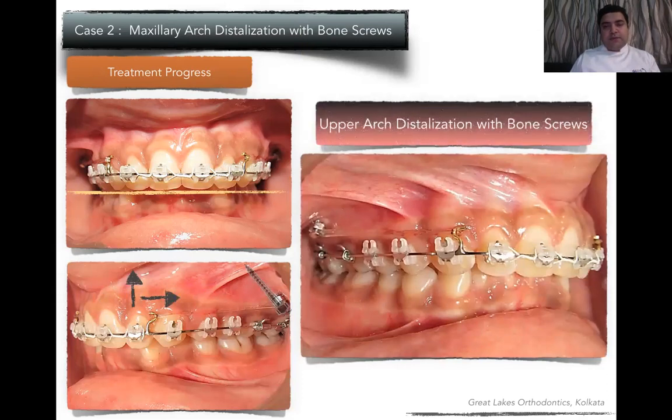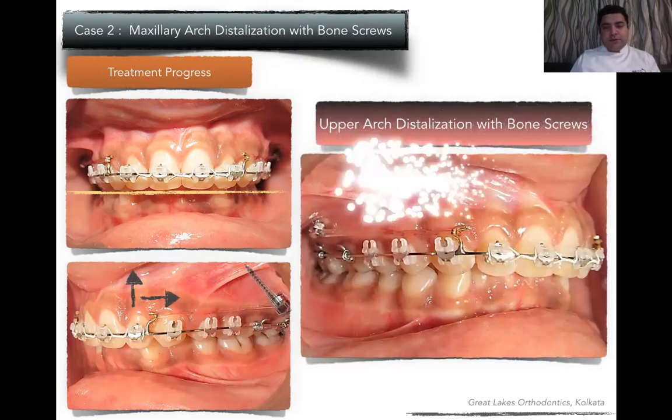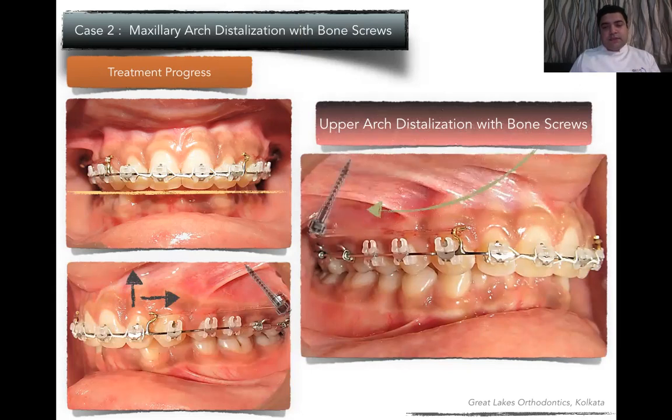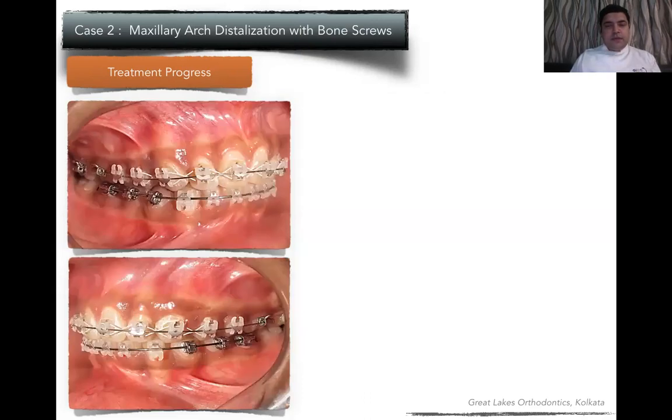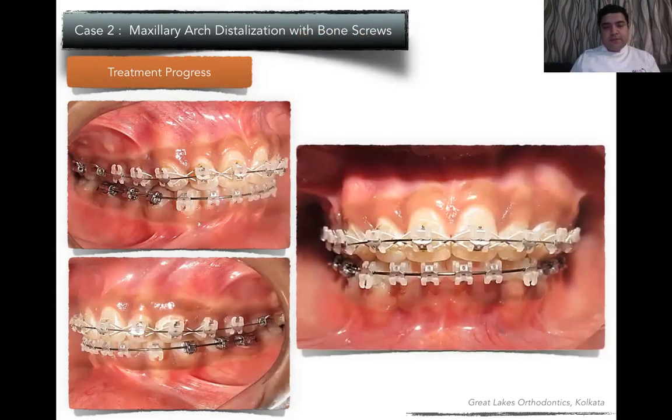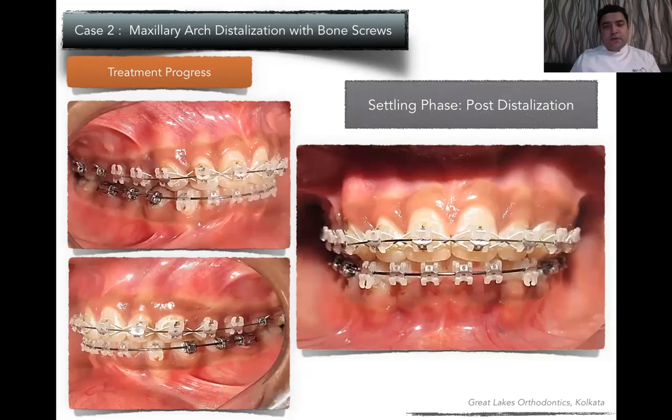So what do we do on the right hand side? As we have described, you have the upper arch distalization with bone screws in progress. So that's a screw in place, and we know how much the amount of force is. So this is our progress in the treatment. So once we have distalized the upper arch, we want to settle the occlusion. That's very important for retention purpose. So that's what we do.